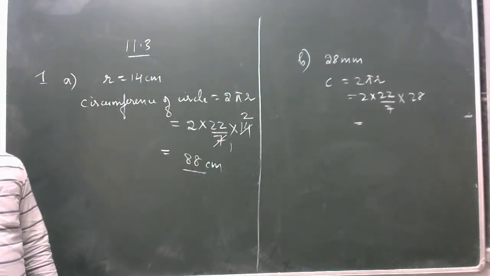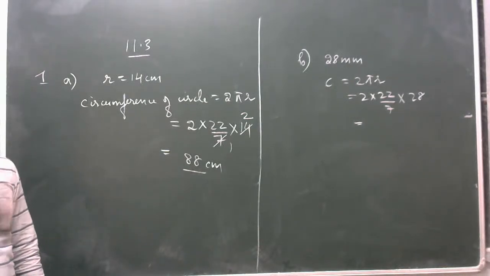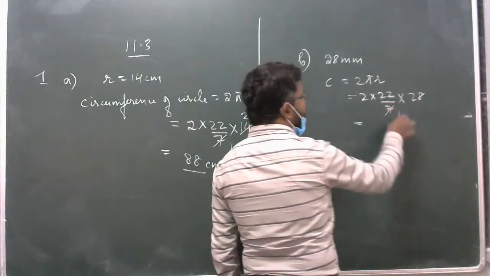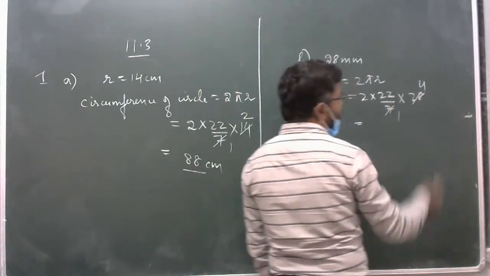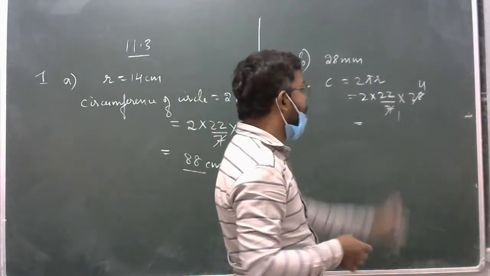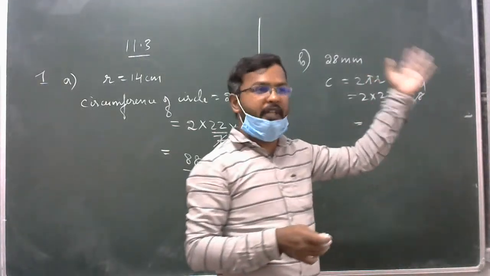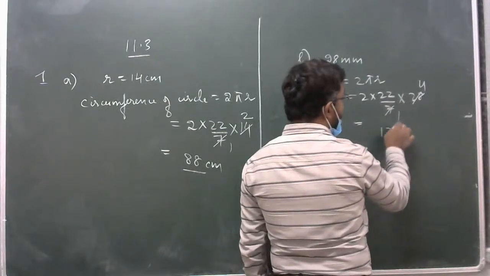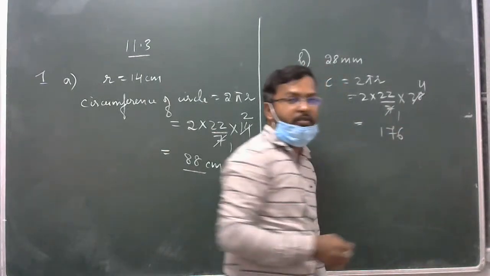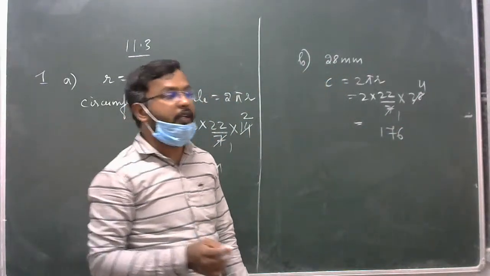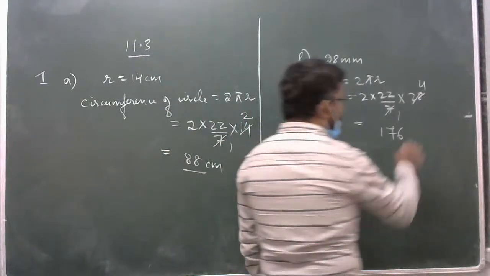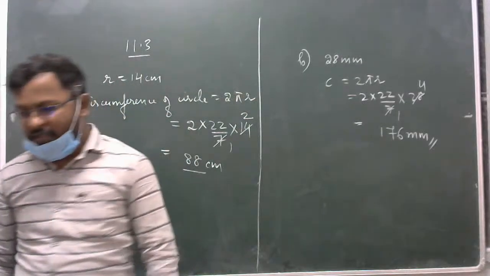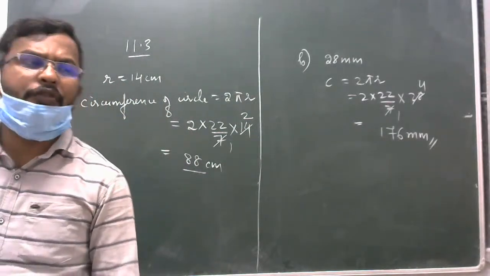Okay, how much? Still nobody got it? Okay, what is that? 176. 7 ones are 7, 7 fours are 28. So now we cannot cancel anything because all the numbers are outside. So when you multiply 2 into 22 into 4, you get 176. So what is the unit of this 176? Millimeter. And we have one more question, that is 21 centimeter. That you do on your own.